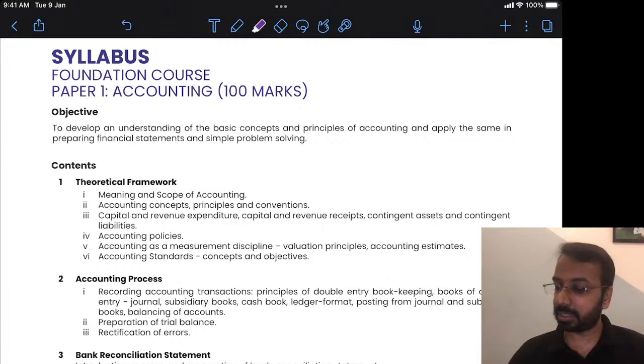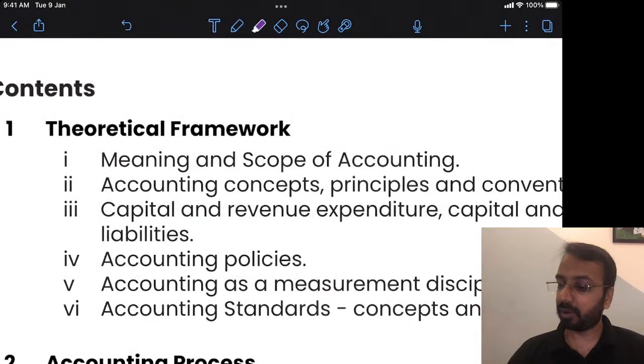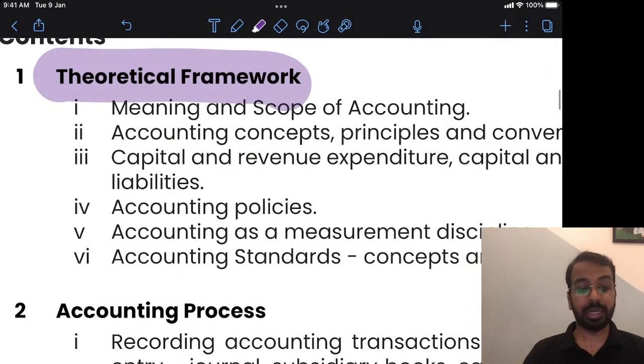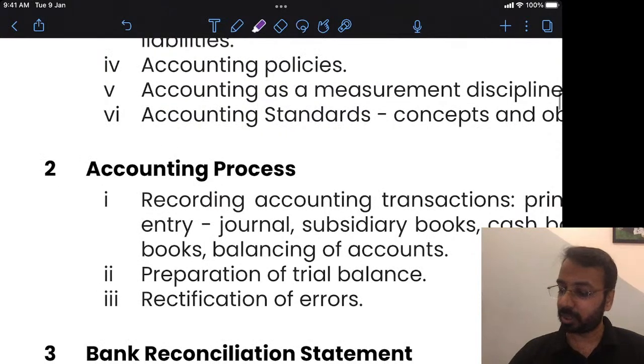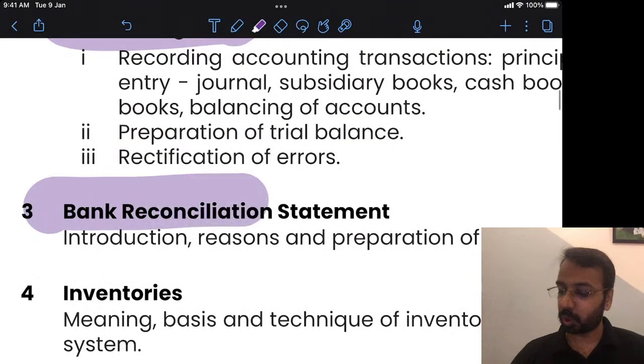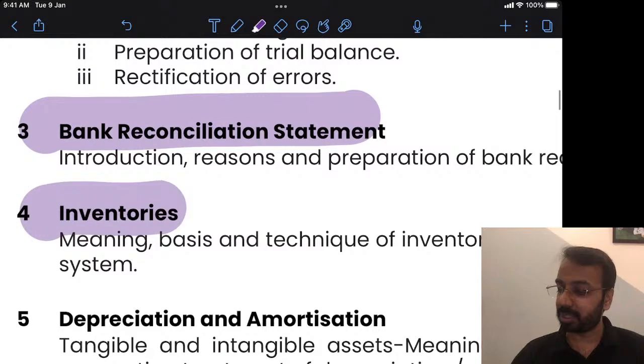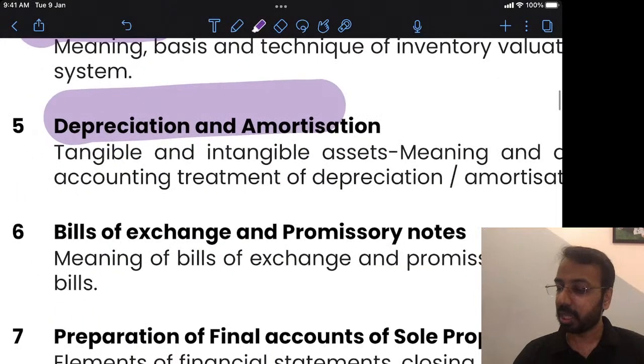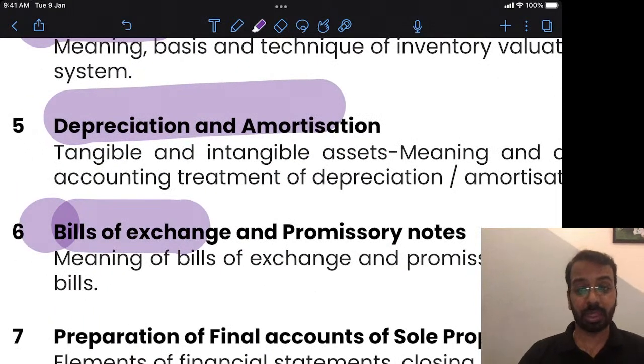If you look at the contents, the theoretical framework was there, and largely it will also be there, so we will need to see in detail what they can change. Accounting is something which cannot change. What you debit, what you credit, would not change. Accounting process was already there, so it remains the same. Bank reconciliation, inventory, depreciation were already there, so all of these have not changed. Bills of exchange and promissory notes are also there and have not changed.